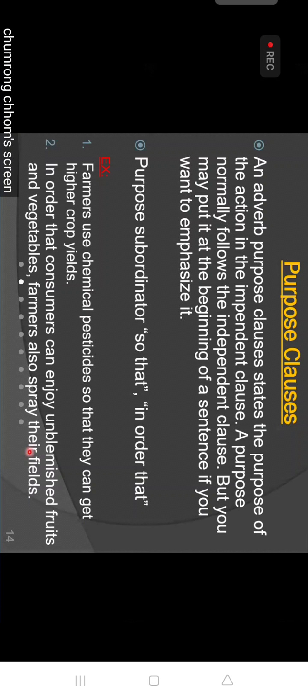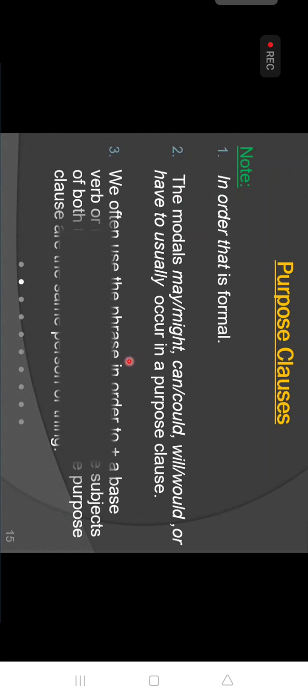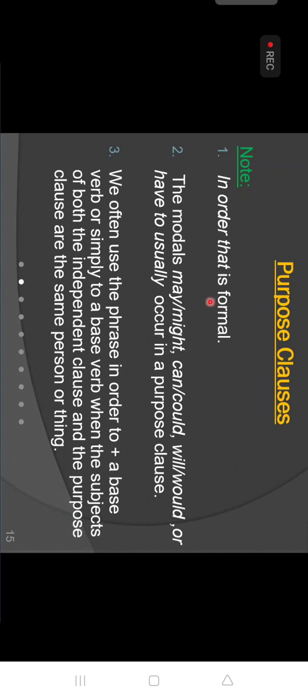Okay, this is the way we use adverbs of purpose. We have two here: "so that" and "in order that", which we call adverbs of purpose. However, "in order that" is usually more formal than "so that", and we can also use this conjunction with may, might, can, could, would, and so on.